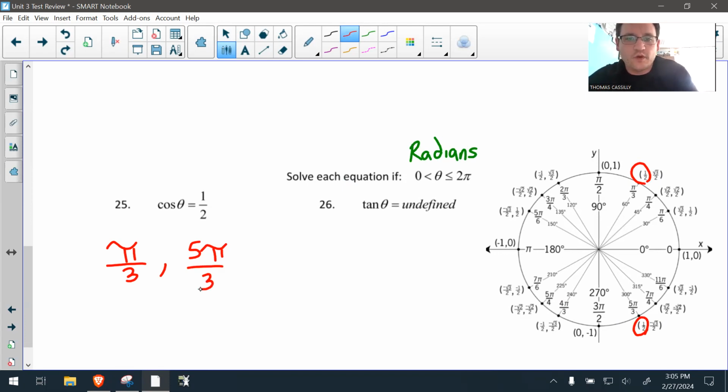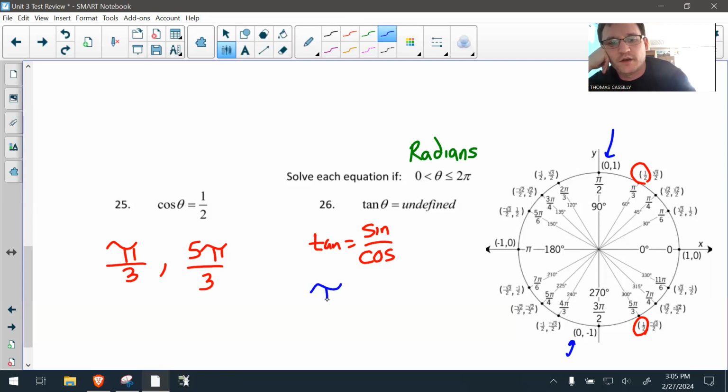The next one wants to know where tangent is undefined. So remember, tangent is just equal to the sine over the cosine. Right? We get undefined values when the cosine, the denominator, is 0. So we need to figure out, all right, where is the cosine 0? So cosine is 0 up at 90 and down at 270. I'm sorry, at pi over 2, because this is radians. Pi over 2, and then 3 pi over 2.